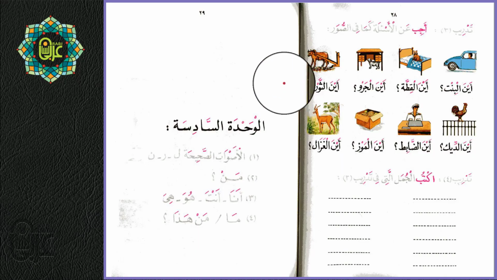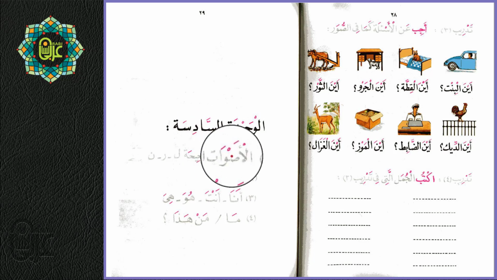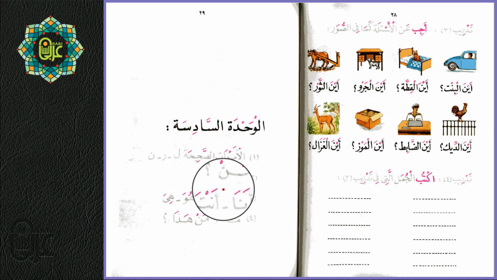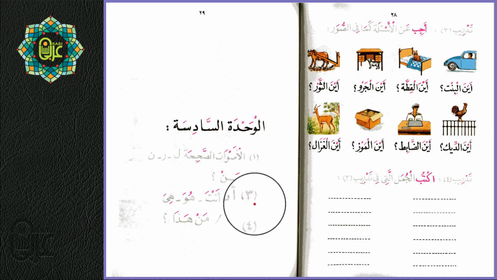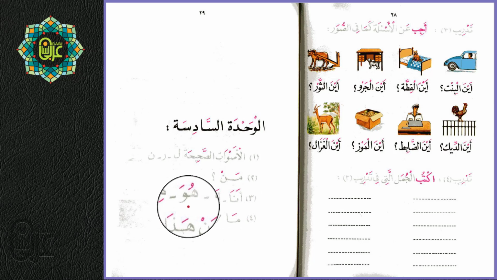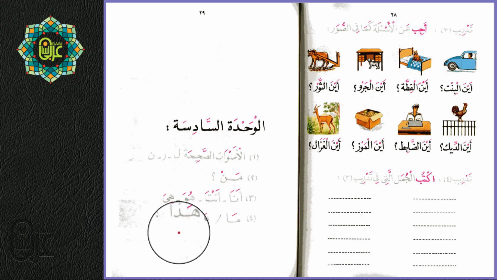اليوم سندرس الوحدة السادسة. Today we will study Unit 6, الوحدة السادسة, which includes: أولا، الأصوات الصحيحة، لام راء نون, consonants ل ر and ن. ثانيا سندرس من, we will study من which means who. ثالثا أنا I, أنت you, هو he, هي she. رابعا, ما and من with هذا to make a question: ما هذا and من هذا.